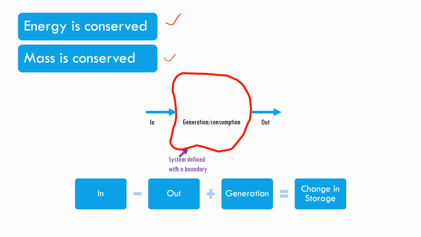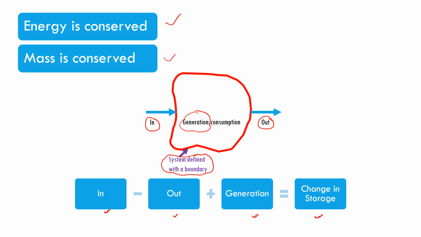This is our equation form. So in, out, generation, storage, a change in storage. But to do this, we have to first define a system with a boundary, so that these quantities like what's coming in, what's going out, what is generated are more defined. So with those definitions, we can say what's coming in minus what's going out plus what is generated inside the control volume should be equal to the change in storage.